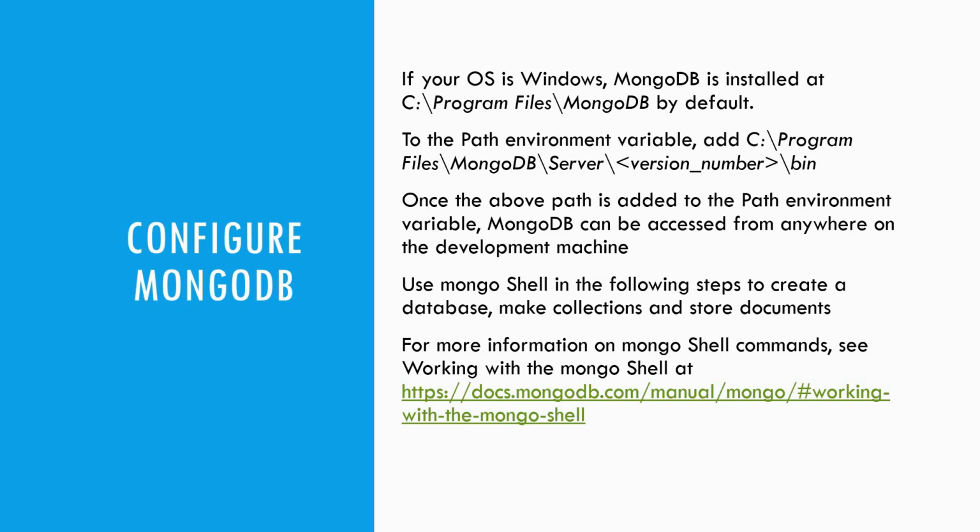You can do it from Control Panel and System, and there will be an advanced setting which, when you open, you'll get a link to the PATH environment variable. You can just read it out. Once the above path is added to the PATH environment variable, MongoDB can be accessed from anywhere on the development machine. Now use the Mongo shell in the following steps to create a database, make collections, and store documents. For more information on Mongo shell commands, visit this link, which will again be given in the video description.